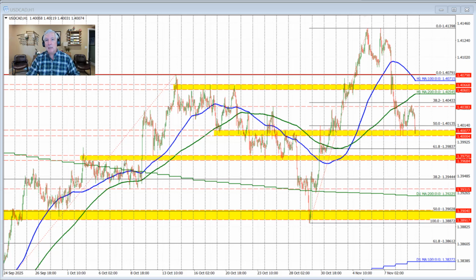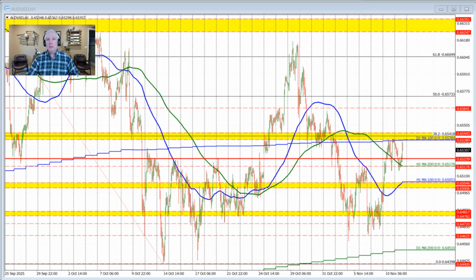On the downside, we need to get below the double bottom from yesterday, which also corresponded with this swing area through here. That double bottom comes in at 1.400, a nice natural level. So far, we have been able to hold support against that level. So getting below that level opens the door for further selling. Let's look at the Aussie versus US dollar next.